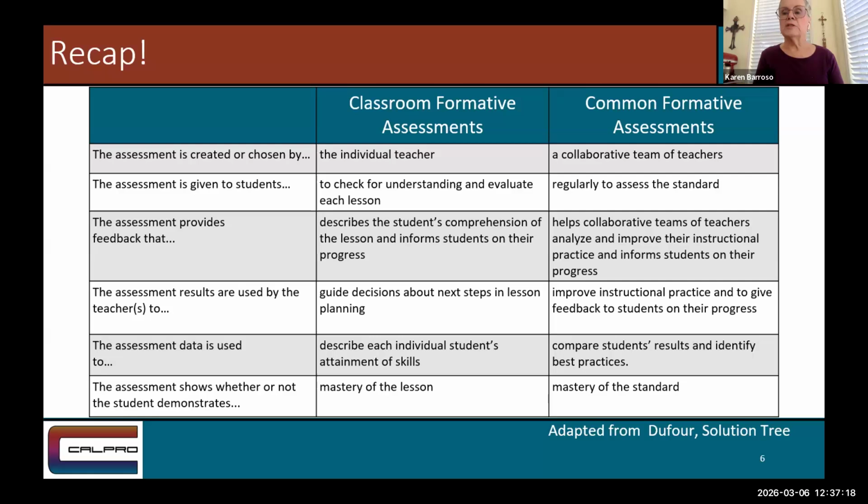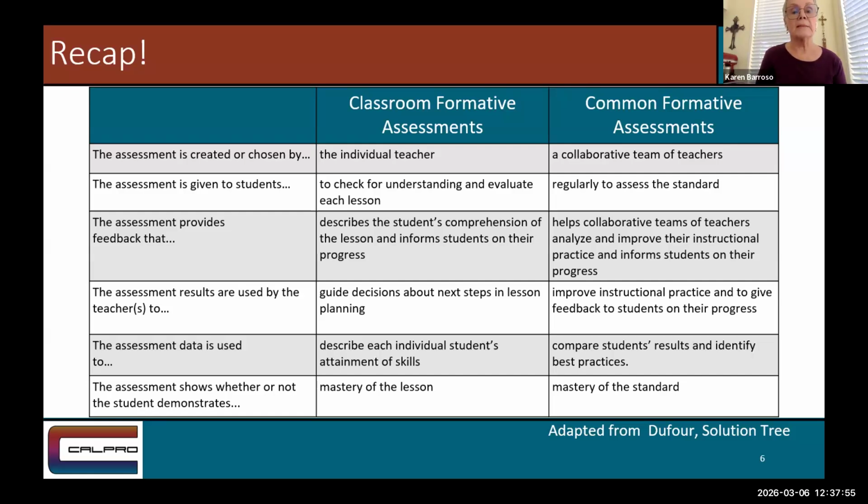So let's just kind of do a compare here. I'm going to pick on Jose. Jose, I'm going to say the first part, and then would you answer the classroom and common formative assessment for me as we move along? Okay, let's start. The assessment is created or chosen by the individual teacher. All right. Or a collaborative team of teachers. Okay, so you're seeing the differences right there.